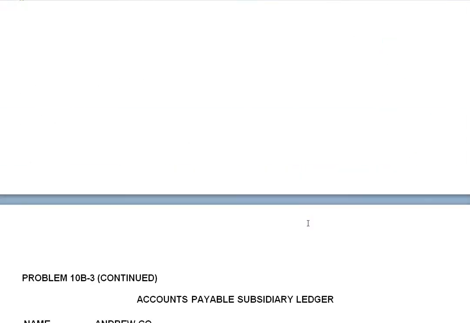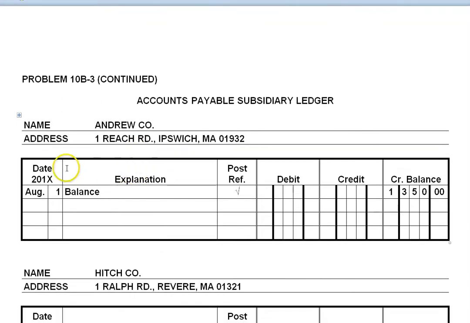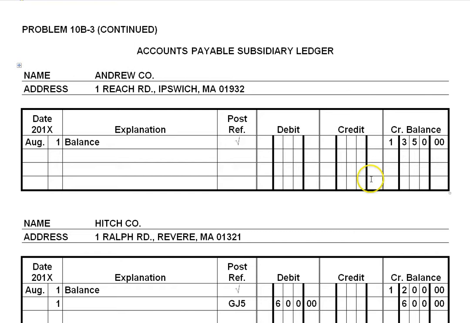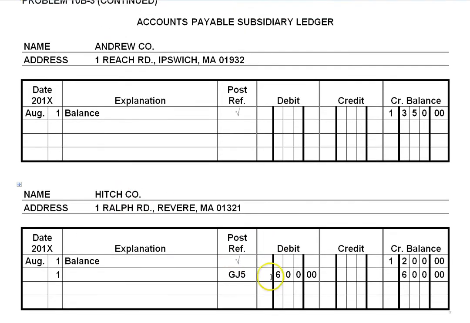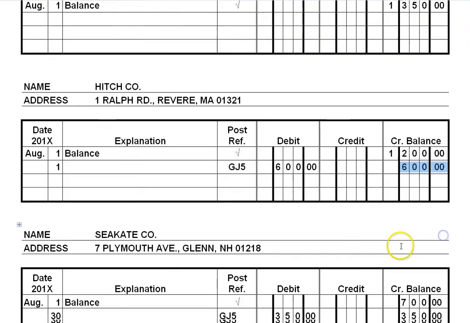And now we won't put my postings in, but you can look at the subsidiary ledger. This guy had a balance carried forward. He still owes us $1,350. Hitch, remember, he paid us half the $600. So Hitch, I'm sorry, we paid him $600. So we still owe him $600.